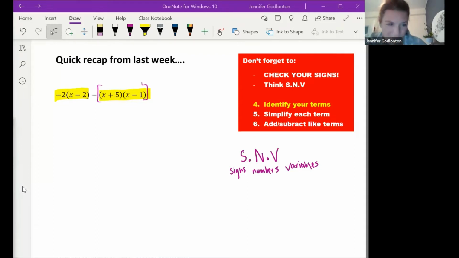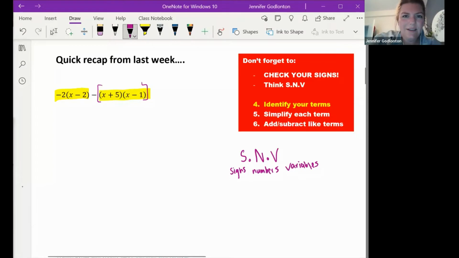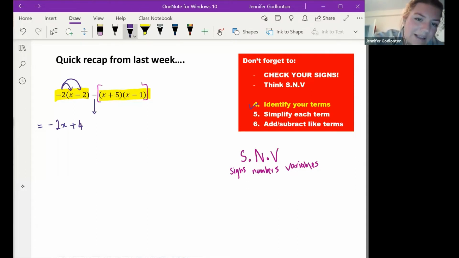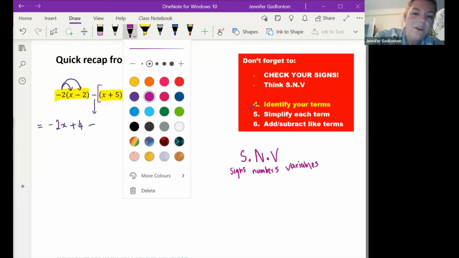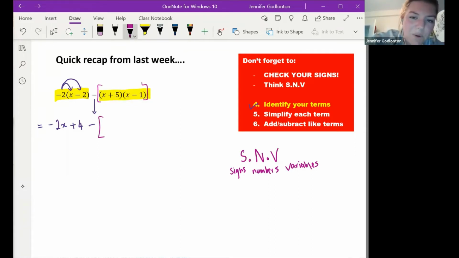Okay, let's try and work through this step by step. First thing we did was we identified our terms. Next, we are going to simplify each term. So I'm going to do distribution over there. I'm going to say -2 times the x, which is -2x, and a negative times a negative is a positive, and 2 times 2 is 4. Okay, so that's my first part. I'm going to keep this minus sign there, and then I'm going to do everything inside this big purple bracket.